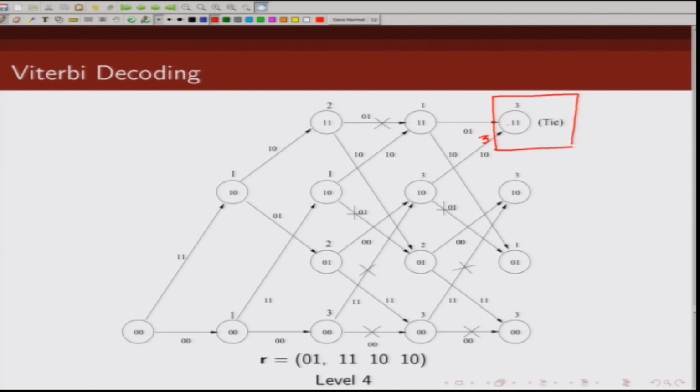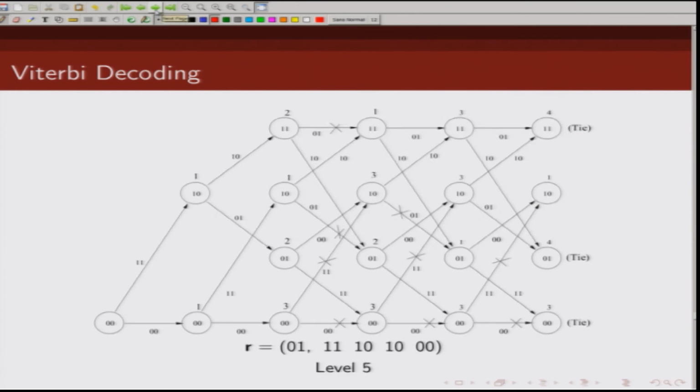Now, let us look at this. The partial path metric here is 1 and this is 0 1, so 0 1 and 1 0. So, this Hamming distance is 2. 1 plus 2 is 3. So, note here both the paths have the same path metric. So, there is a tie. What do I do when there is a tie? In this case both the paths are equally likely, so I can just pick any one of them. This process is going to be repeated, so I will continue with it.